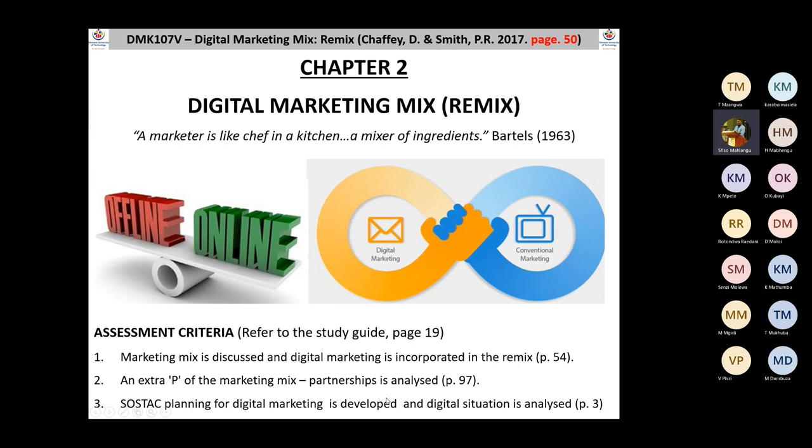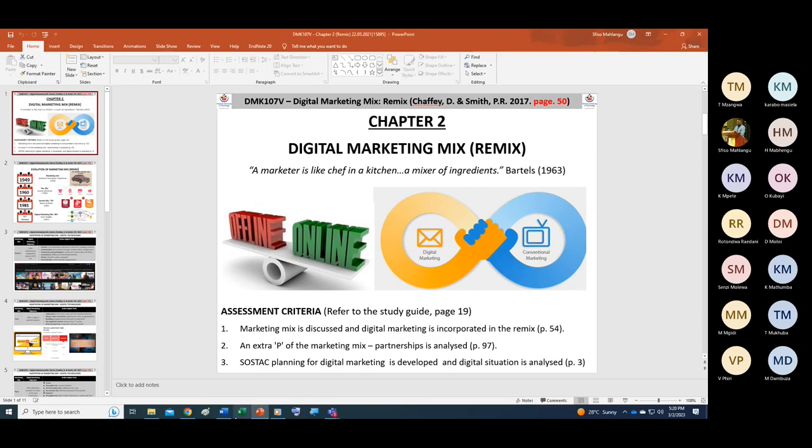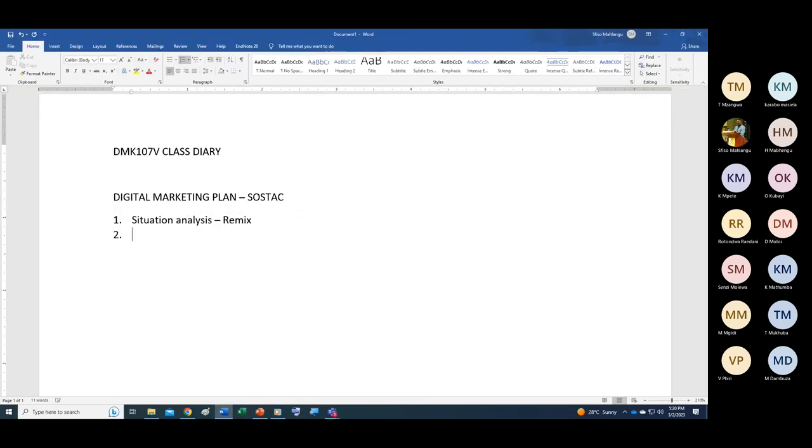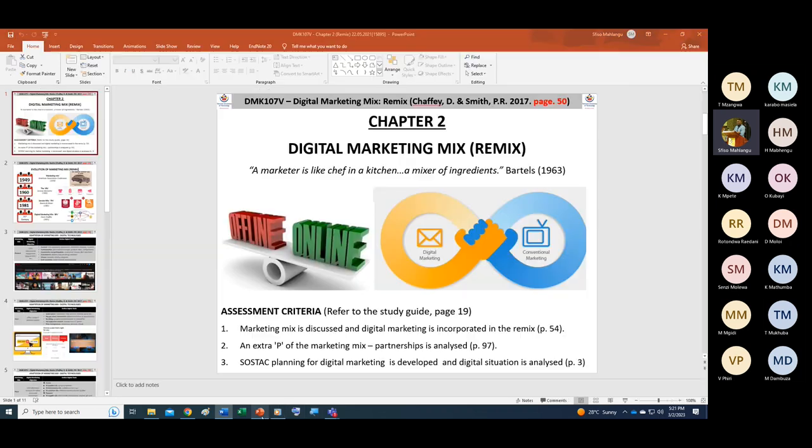So when we develop our SOSTAC planning framework, going back to our online class, once we have analyzed where the organization is at, we can start to look at the objectives and develop new strategic objectives. That was chapter 1, which we discussed in the previous class, last week. Before we get to strategy, which is number three, and tactics, actions and control, we're going to put our focus on situation analysis for today, which is chapter 2.